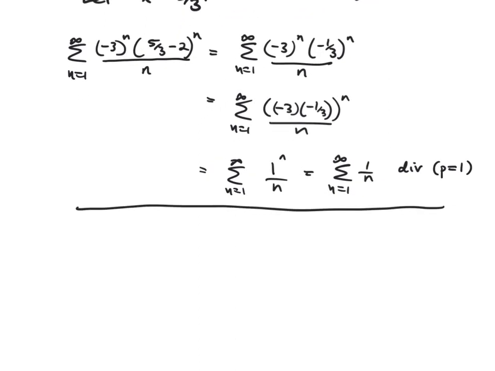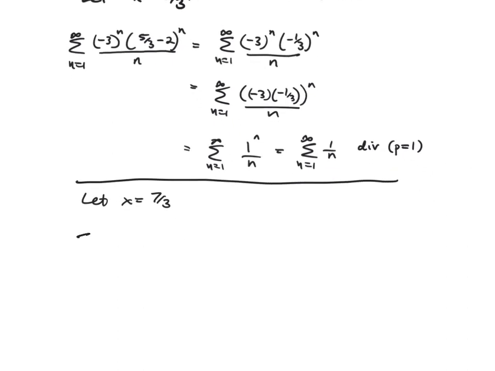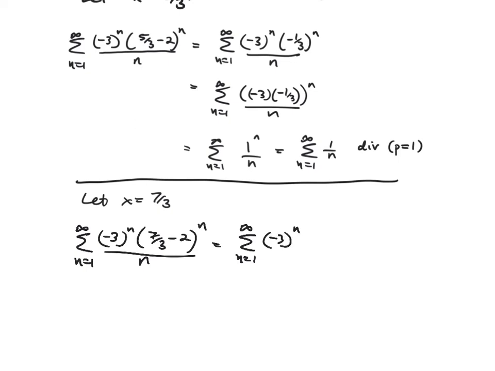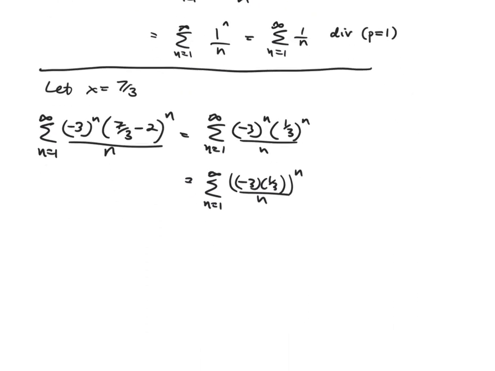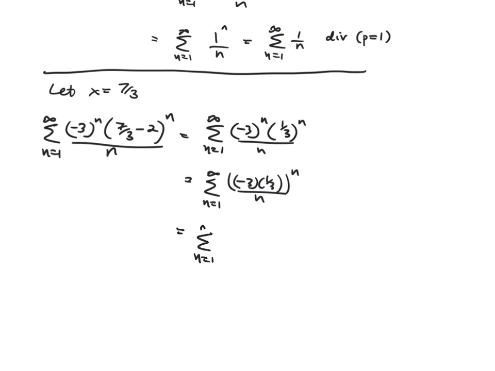Let's try the other one. Let x equal 7 over 3, and we'll see what happens here. It's the same process. We take our series and replace x with 7 over 3. And then we do a little bit of math to simplify this and see if we can determine the convergence of this series. 7 over 3 minus 2 is 1 over 3, to the n, that's over n. And this becomes, the same way, minus 3 times 1/3, all to the power n, over n. And now we get something slightly different, you might notice here. You get minus 3 times a third is minus 1, to the n, over n.